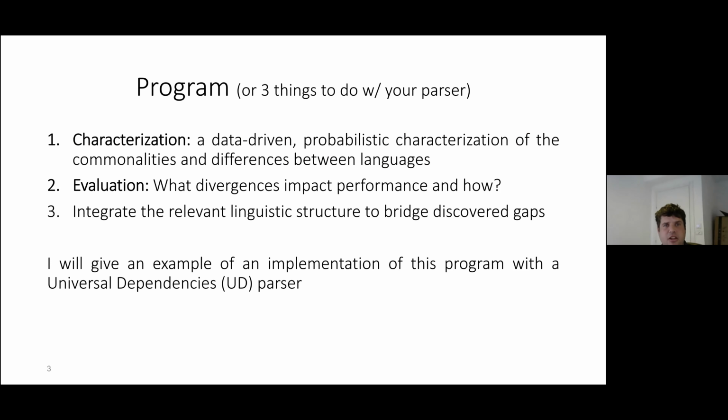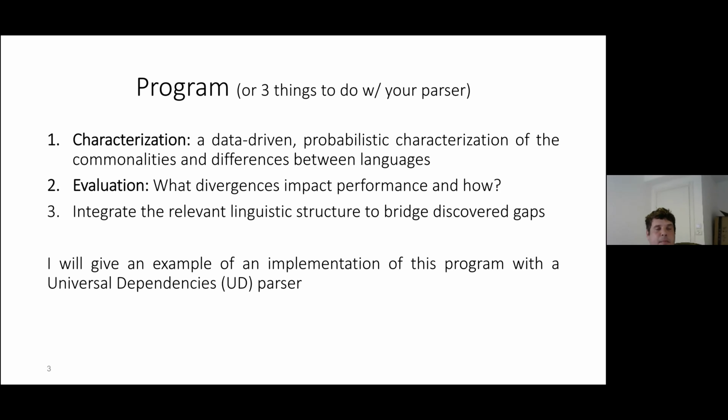Using this characterization, we can now go and evaluate our systems and try to see what divergences impact performance and how. This will not only allow us fine-grained evaluation of system performance, knowing what types of constructions are easy or difficult to translate, but it will also be a fine-grained evaluation which is framed in the same language that we're used to in speaking about syntax in NLP. Again, universal dependencies in our case.